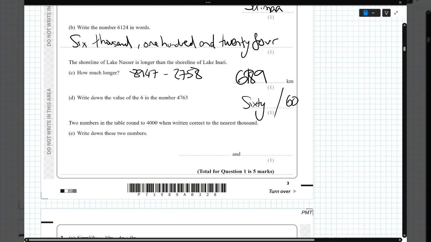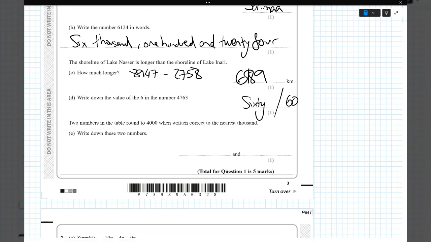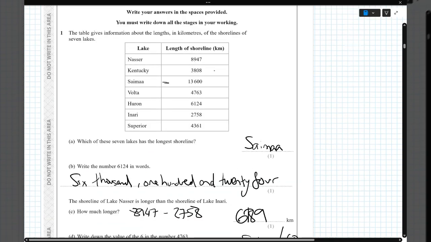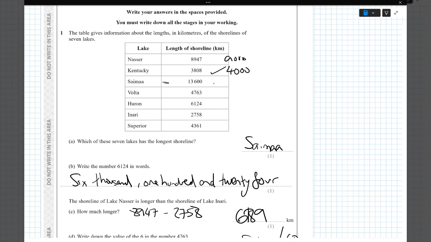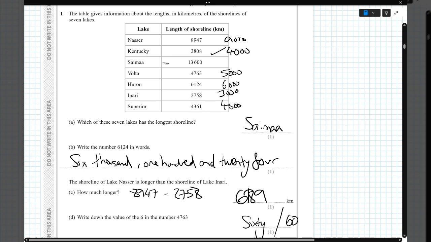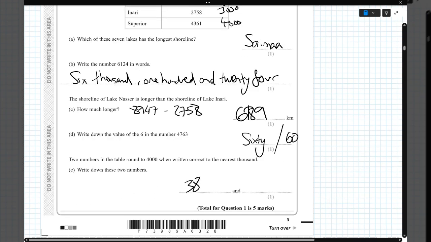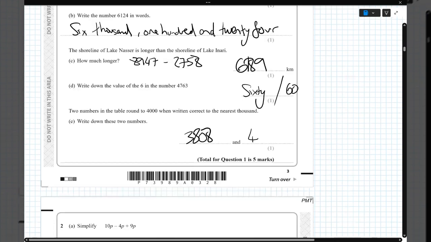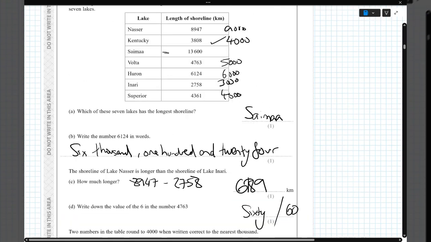Two numbers in the table round to 4,000 when written correct to the nearest thousand. Write down these two numbers. So it's this one, 4,000. This one's 9,000, so that's no good. That one's way too big. That one will round to 5,000, 6,000, 3,000, and the last one will round to 4,000. It wants the numbers written down. So that's going to be 3808, and then the other one is 4361. And they'll probably be happy if you write down the name of the shoreline.